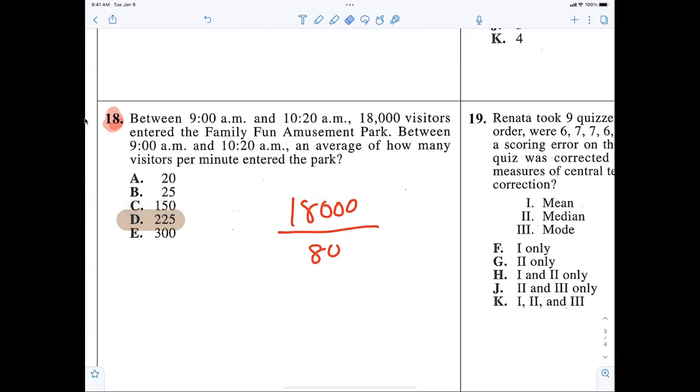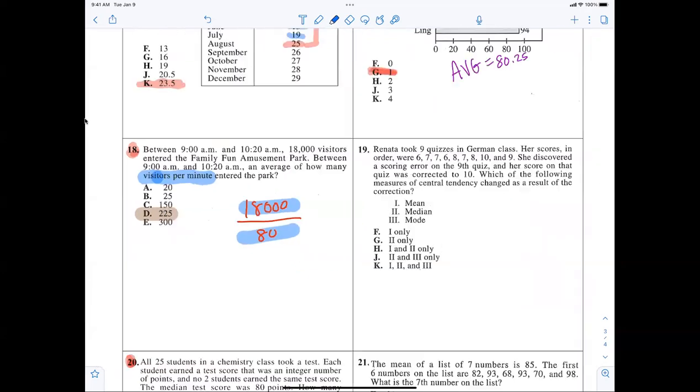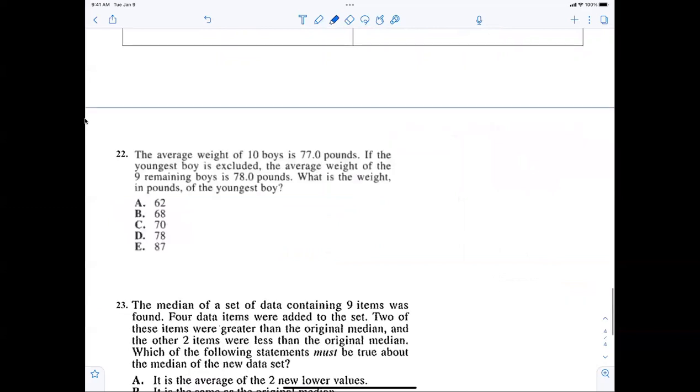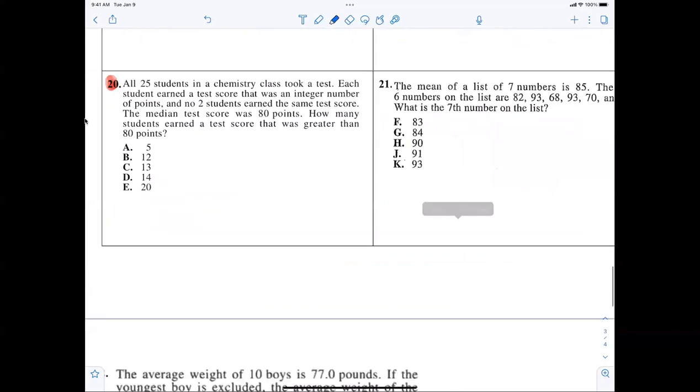It is 225. I'm not sure how you got 150. Right? It says visitors per minute, visitors per minute, visitors over minutes. Is everybody agreeing with me? All right, here we go. What else did I ask you to do? 20, here we go.